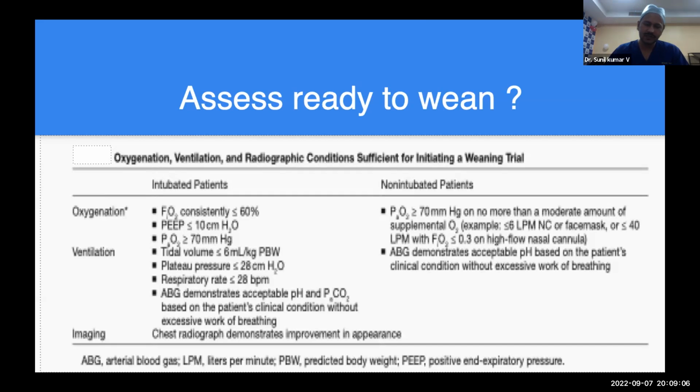For ventilation, we have to reduce the sweep gas to almost 2 liters and check whether the tidal volume is less than 6 ml per kg body weight, plateau pressure less than 28, respiratory rate less than 28, and most importantly, the ABG demonstrates acceptable pH and PCO2 based on the patient's clinical condition without excessive work of breathing.